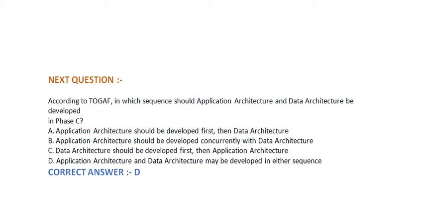Option A, application architecture should be developed first, then data architecture. Option B, application architecture should be developed concurrently with data architecture. Option C, data architecture should be developed first, then application architecture. And option D, application architecture and data architecture may be developed in either sequence. And the correct answer is option B.